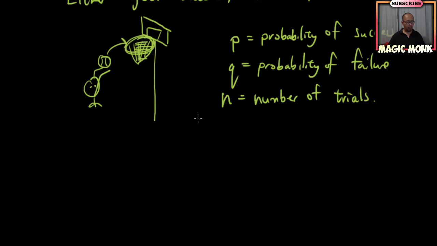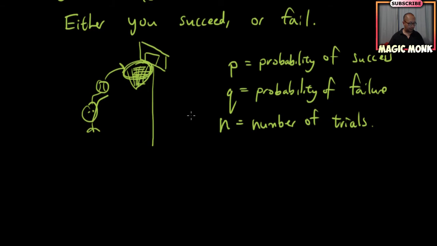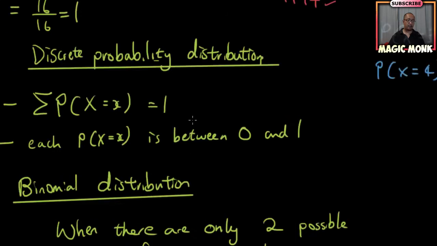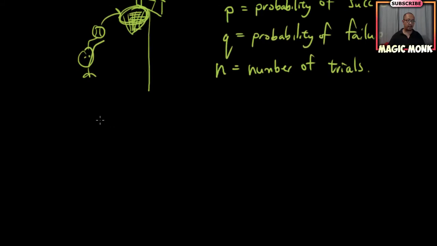So n is the number of trials, and in the binomial distribution, okay, there's basically some sort of formula, isn't it? Now, if you have a look at, for example, let's say we want probability of x being 2 in our previous example.